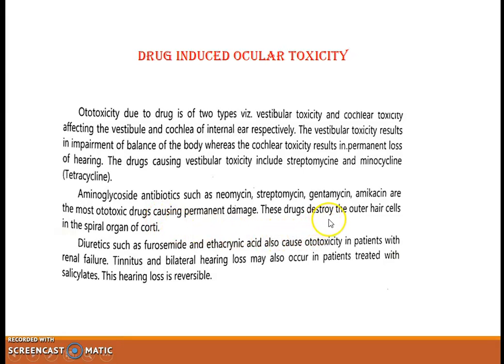This drug destroys the outer hair cells in the spiral organ of Corti. There are diuretics such as furosemide and ethacrynic acid. They also cause ototoxicity in patients with renal failure. Tinnitus and bilateral hearing loss may also occur in patients treated with salicylate. This hearing loss is reversible.